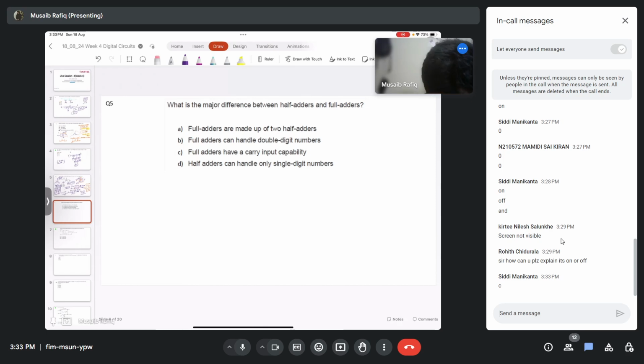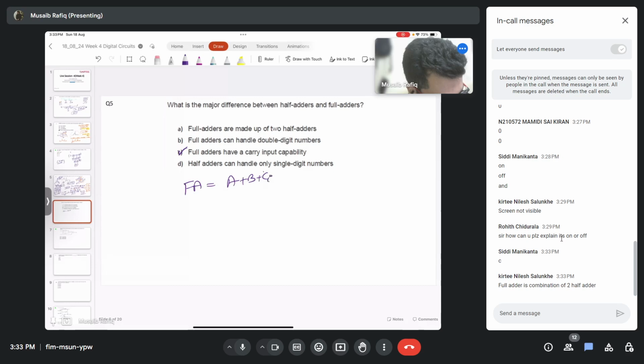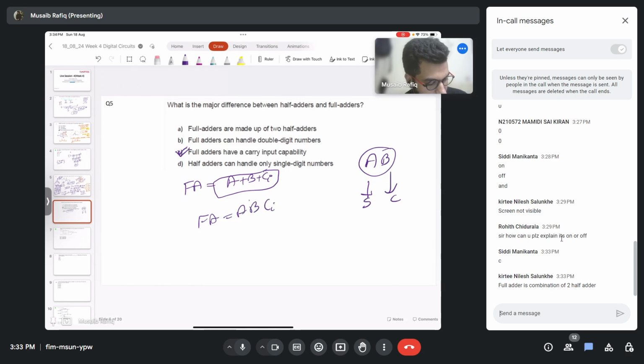Yes, option C. Full adders have a carry input capability. So in full adders, we have the operation A plus B plus Ci. In a half adder, we don't have a carry input capability. We have A, B, and my outputs are sum and carry. In a full adder, my inputs are A, B, Ci, and my outputs are sum and carry.